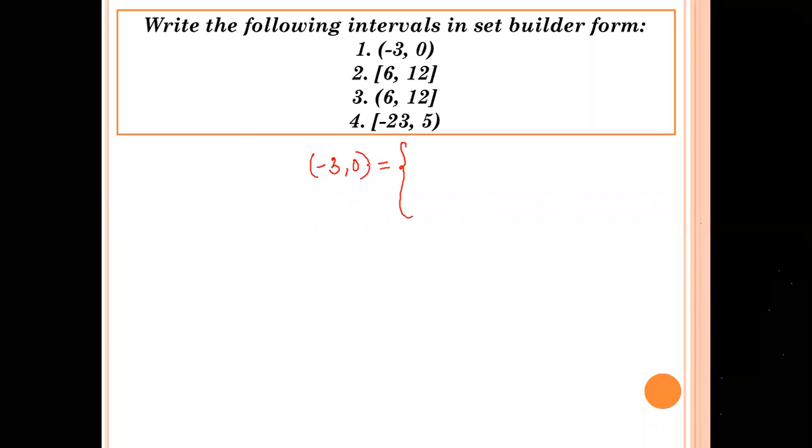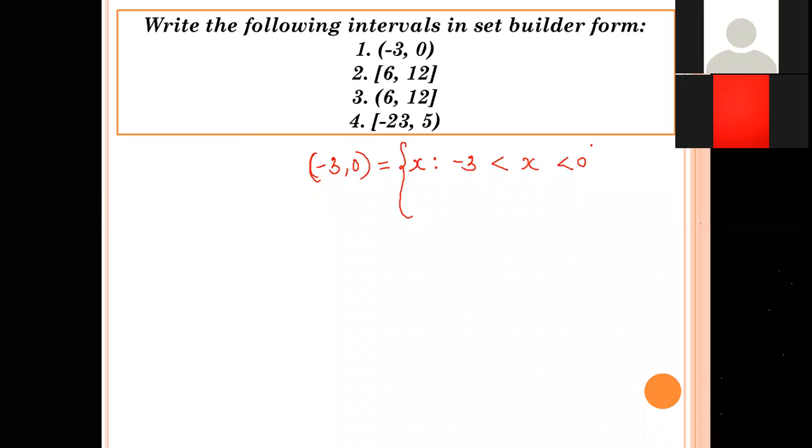You have to include all the elements in between minus 3 and 0. Should we include minus 3 and 0? This is an open interval, so no. Write it as x such that x should be in between minus 3 and 0. So minus 3 less than x less than 0. This is how you represent an interval in the set form.